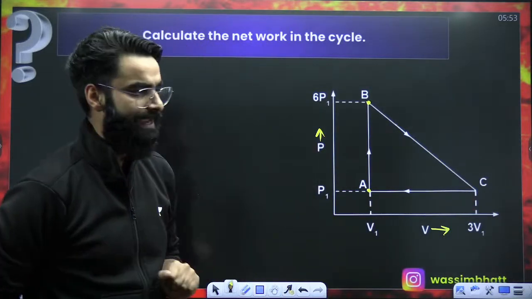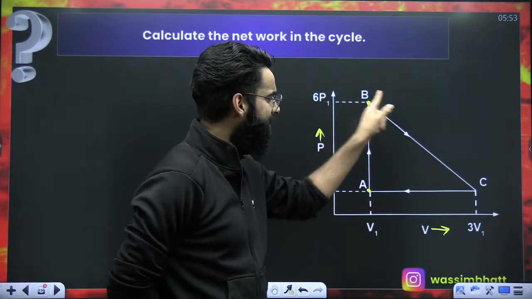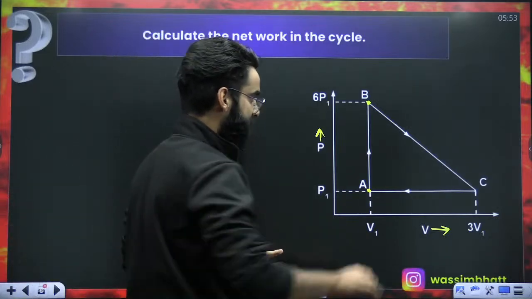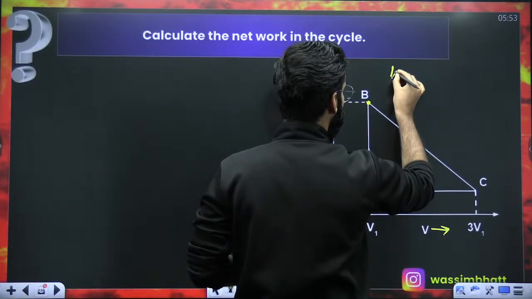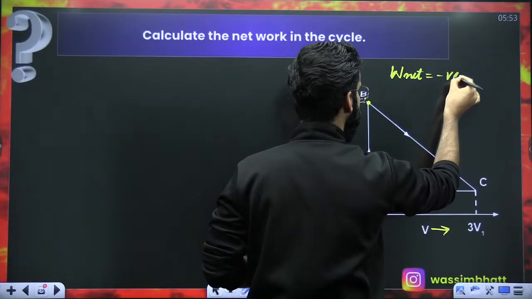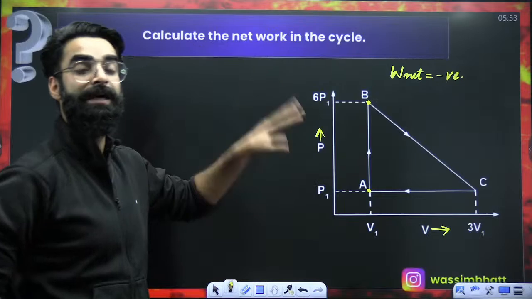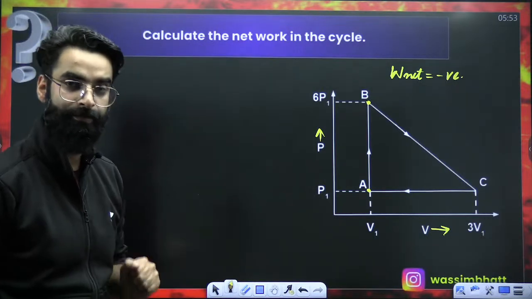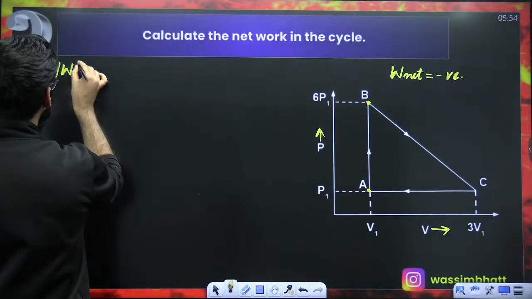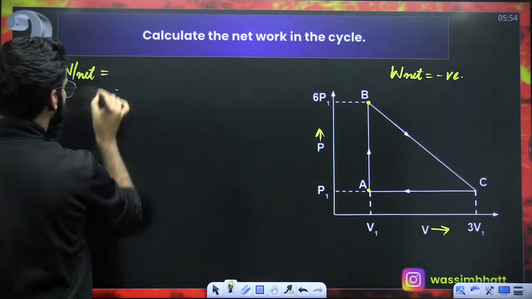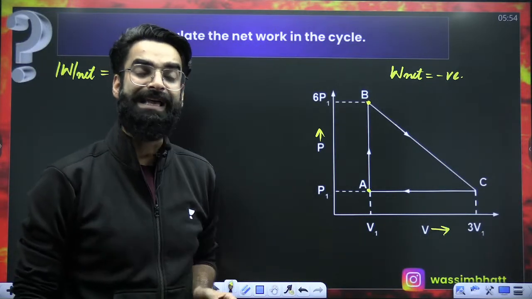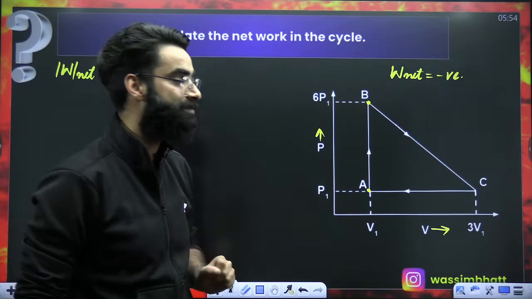Second thing, my dear students, is the cycle clockwise or anti-clockwise? The cycle is clockwise. If the cycle is clockwise, the sign of W net, the net work done during the cyclic process, has to be negative, right? Now, what about the magnitude of work done during the cyclic process? As I told you, the magnitude of work during the cyclic process is equal to the area enclosed by the loop.